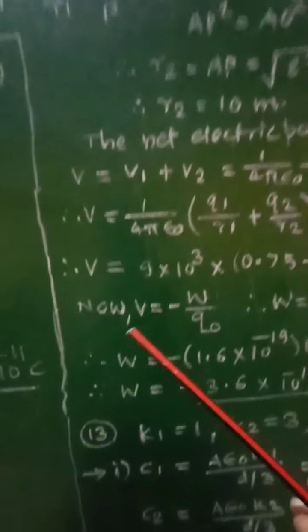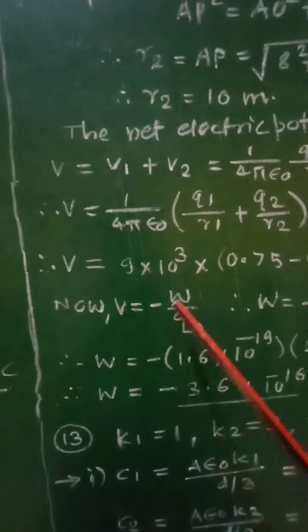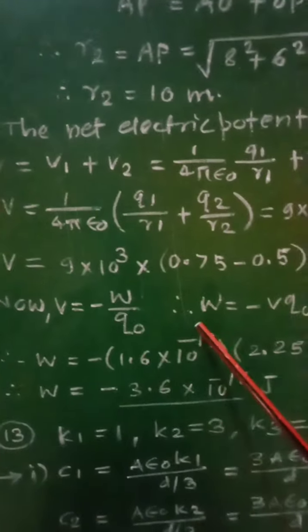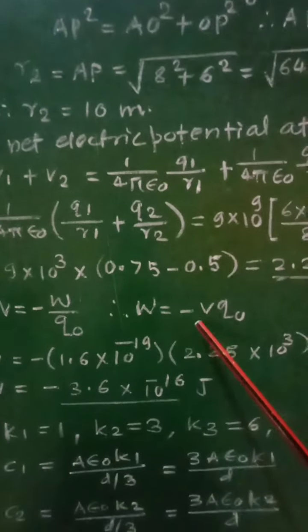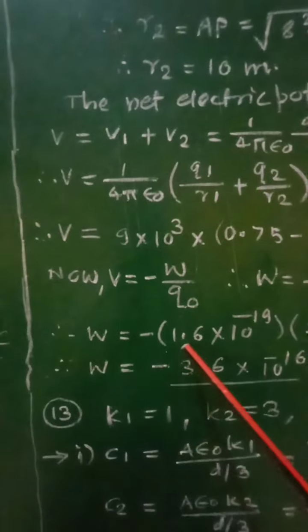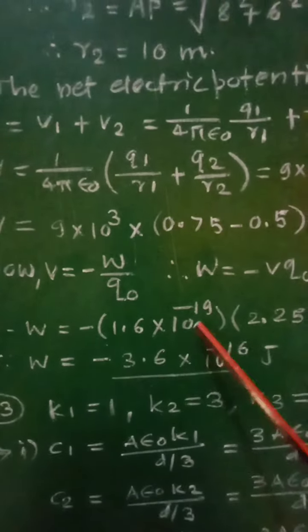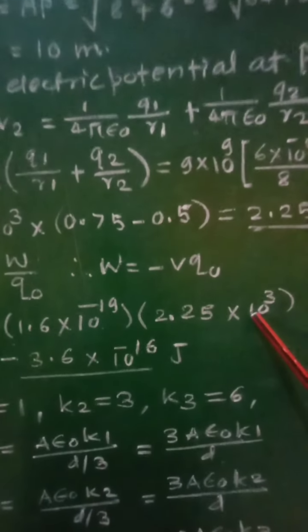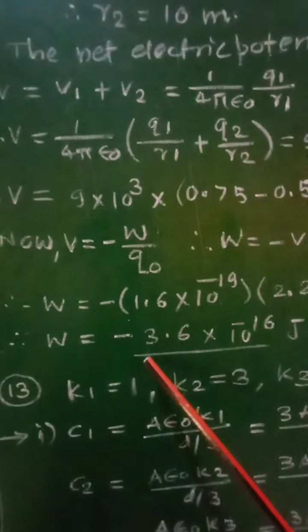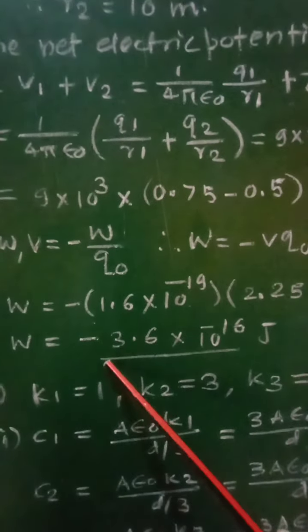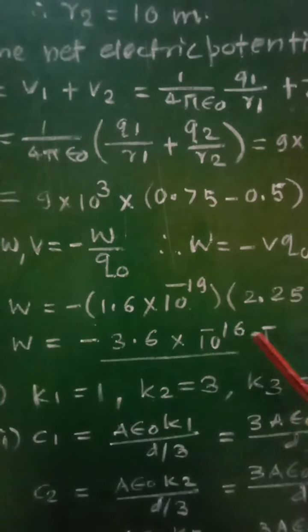Now we have the relation phi is equal to minus W by Q0, and therefore W will be equal to minus phi Q0. Therefore we can write W is equal to minus 1.6 into 10 raised to minus 19 into 2.25 into 10 raised to 3, which comes out to be W equal to minus 3.6 into 10 raised to minus 16 joule.